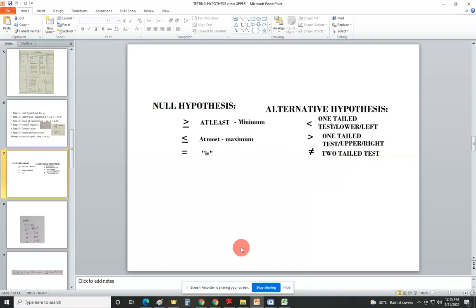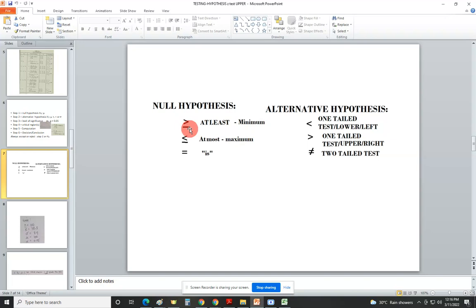If you will see in the problem, "at least," okay, that is the claim of the manufacturer, the content of his product, that it has at least, let's say, 500 ml. That is denoted by this symbol in math, greater than or equal to. Okay, just remember this class. If you're talking about at least, minimum, it can be equal, it can be greater than. So you always put that under the null hypothesis.